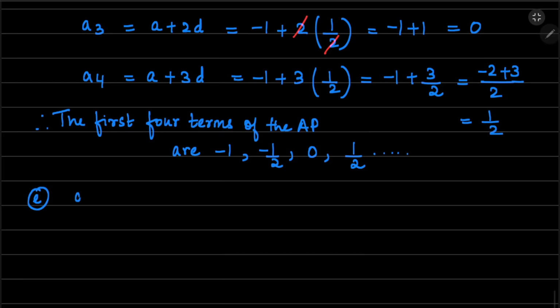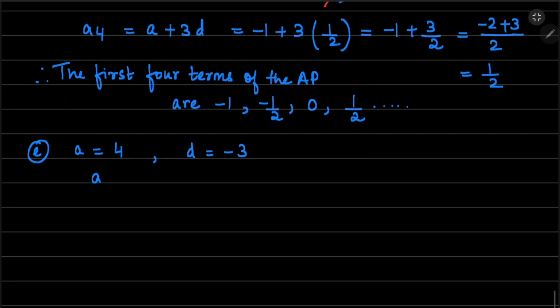So the question number E, A is equal to 4 and D is equal to -3. So the first term will be A itself, that is 4. What is your second term? It is A plus n minus 1, 2 minus 1, 1D, A plus D. What is your A? 4 plus D is -3. So it's nothing but 4 minus 3, that is equal to 1.